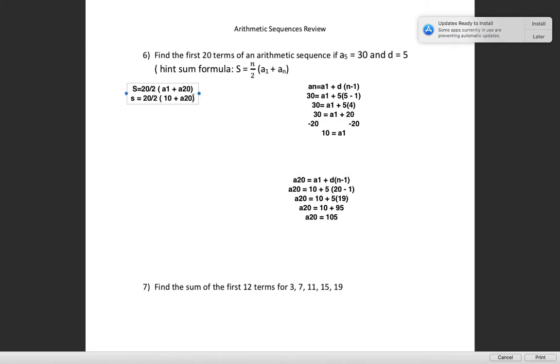We have our last term in here. So let's plug it in. The sum equals 20 over 2, bracket 10 is our first term, plus we found our 20th term, which is 105. And now we can solve for the sum. We're almost done here.